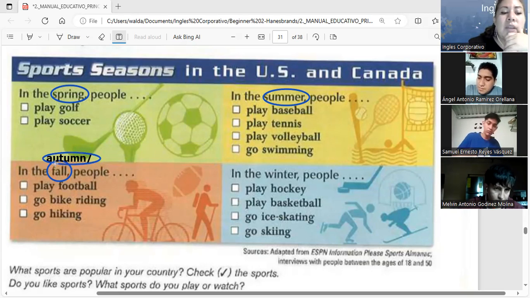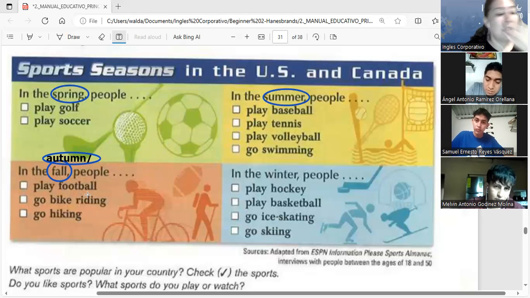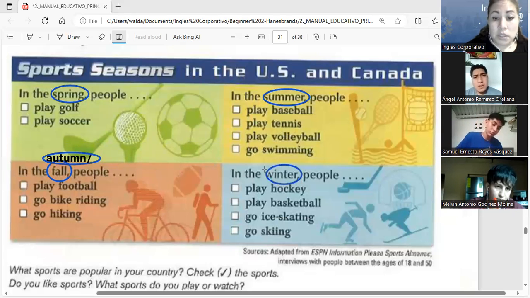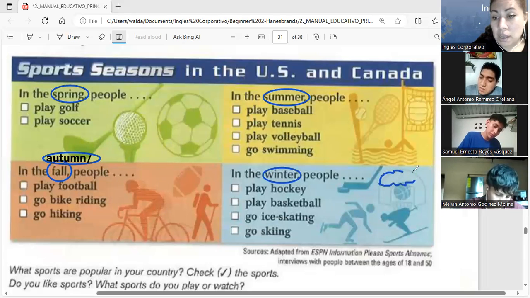All right, so we can say autumn or fall. Autumn is more British English and fall is more American English. Then we have winter. Winter is when it's very, very cold. In some places, during winter, it snows. Invierno. Yeah. Okay, there's snow.